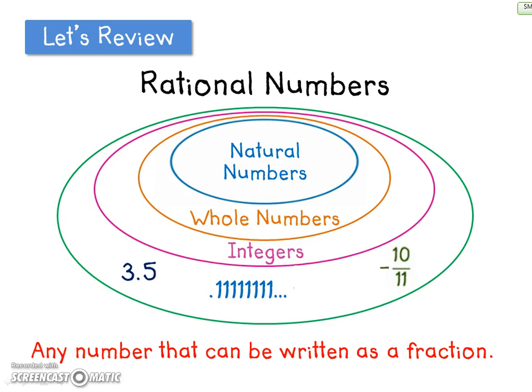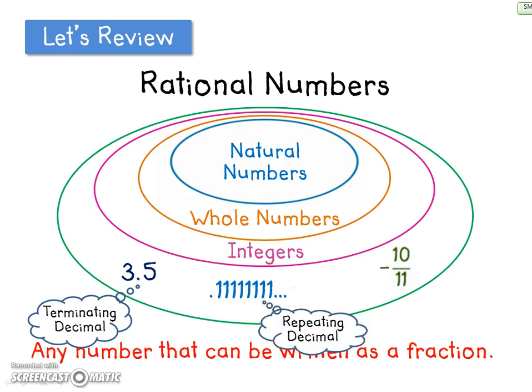Take a look at 3.5. 3.5 can be written as a fraction because we can read that as 3 5/10 or 3 1/2. 3.5 is an example of a terminating decimal. Next, we can look at the next decimal, 0.1 repeating. Any repeating decimal can be written as a fraction as well, and this can be written as 1/9. All of the natural numbers, whole numbers, and integers can also be written as a fraction by putting 1 as the denominator.